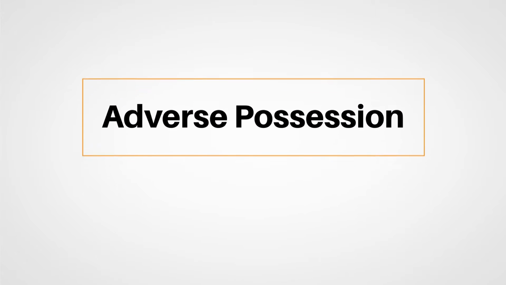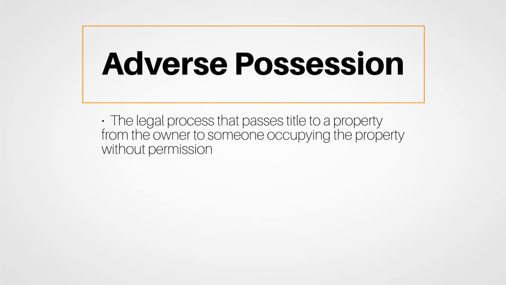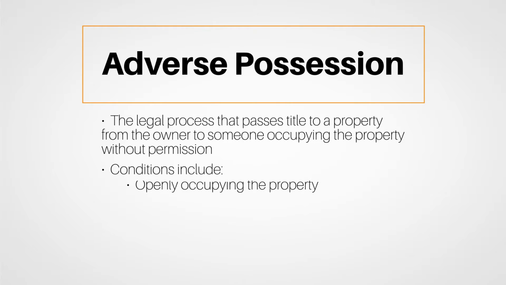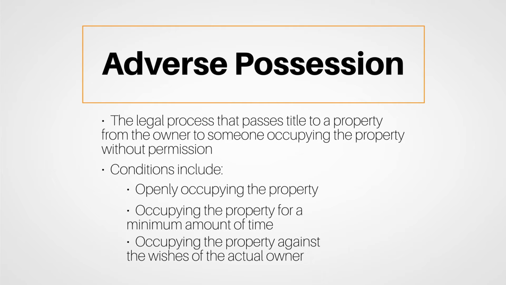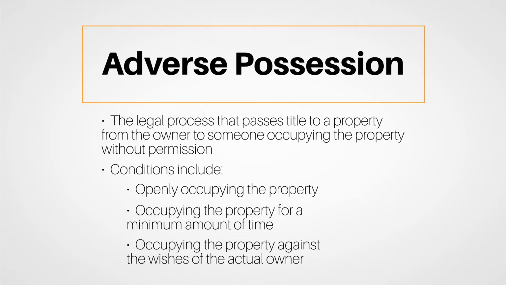Adverse possession is a legal process through which title to a property can be passed from the owner to someone else who's been occupying the property without permission. There are specific conditions that must be met by the occupying party before they claim ownership. These include openly occupying the property for a minimum amount of time, and occupying the property against the wishes of the actual owner.